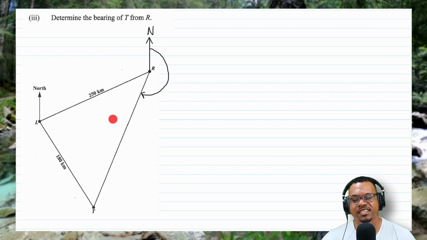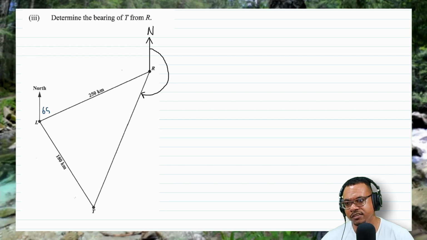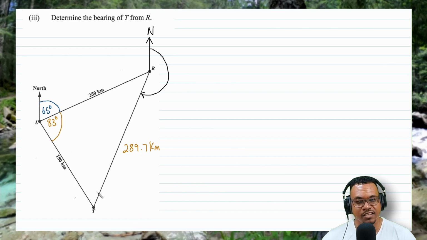Now let's put in the previous information that we had. So we knew that this angle here was 65 degrees. We knew here was 83 degrees. And the length of the side was 289.7 kilometers. So now looking at the situation here, I have all 3 sides on this non-right angle triangle. So I can use the sine rule to find out any missing angle within this non-right angle triangle. Now if I were to extend this north line, come down like this, I would have a straight angle. So from here to here will be 180 degrees.